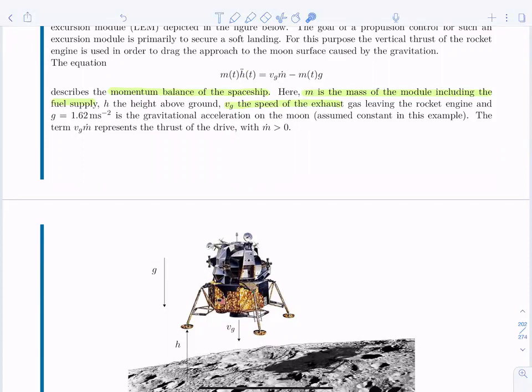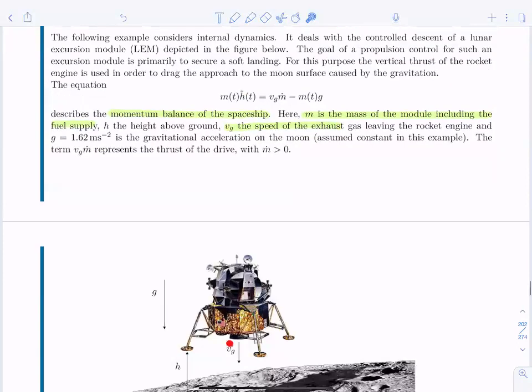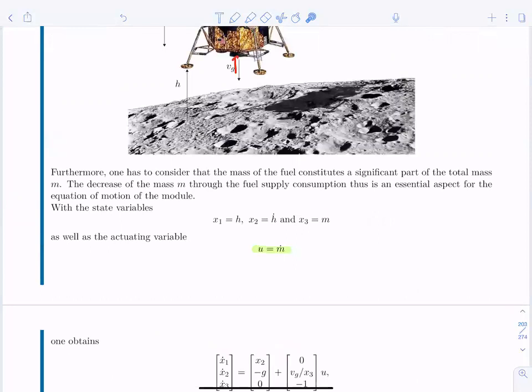And then you can see here, this is the m dot. This is the amount of mass, so like kilograms per second, which is exhausted here at a relative velocity of vg. So this obviously, this is the impulse, that is the force that is applied on the spacecraft and lifted, okay? And this, of course, this is the pull of gravity. So this is the equation. If we summarize it, we have to choose three states. Obviously x1, which is the height. So we want to control this height. So we want the soft landing on the moon. This is the vertical velocity. And of course, this should be 0 as we land.